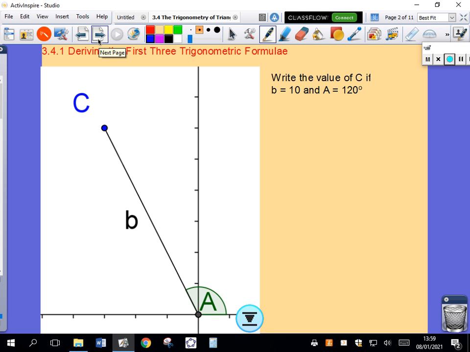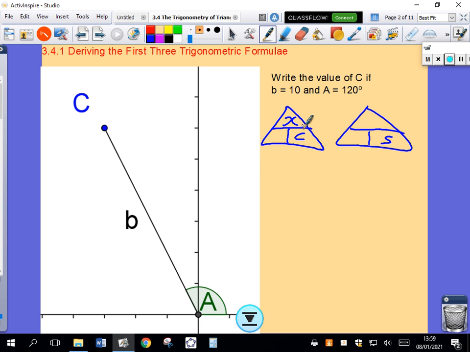Okay, write the value of c if b is equal to 10 and a is equal to 120. Well, from our new definitions of cosine and sine, cosine is equal to the x-coordinate divided by r, and sine is equal to the y-coordinate divided by r. So the x-coordinate can always be written as r cosine, and the y-coordinate can always be written as r sine, whatever the argument is.